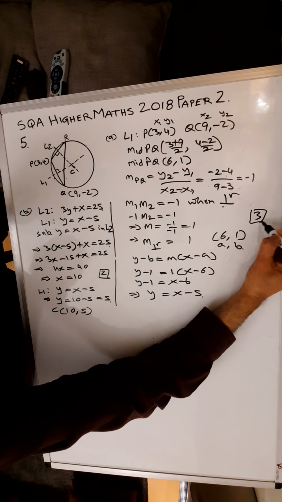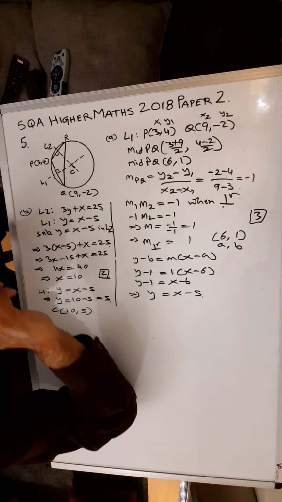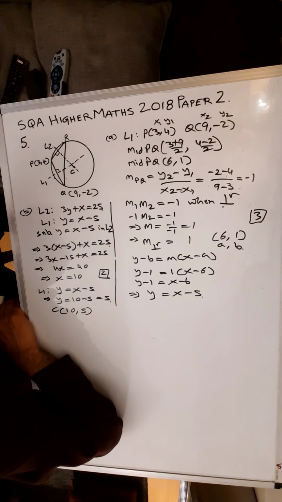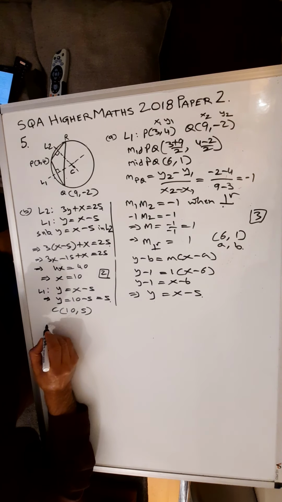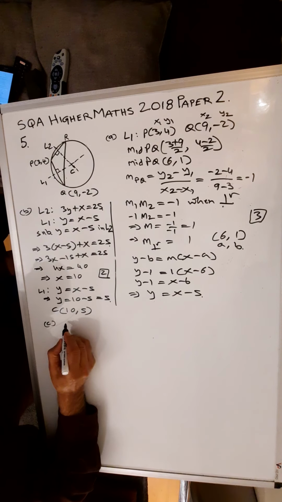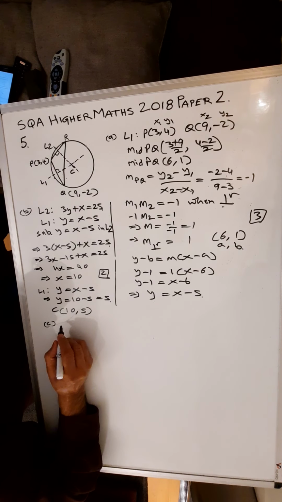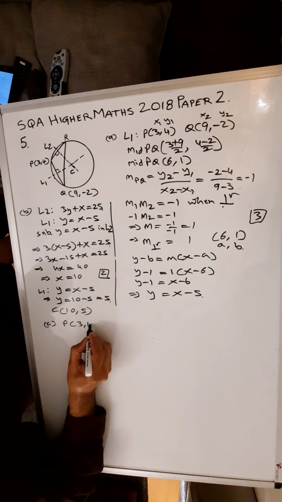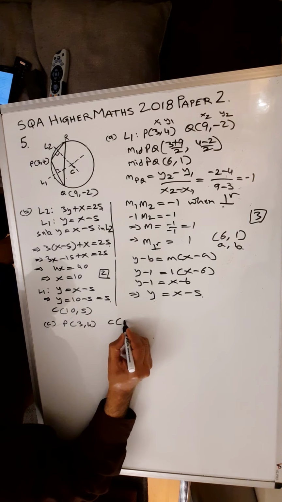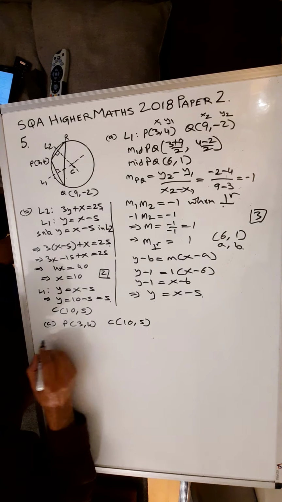Okay, now the last bit. C is the center of the circle which passes through the vertices of triangle PQR. Determine the equation of the circle. So you know the center is (10, 5). You can use either P or Q to find the radius. Let's use P as (3, 4), and C as (10, 5).